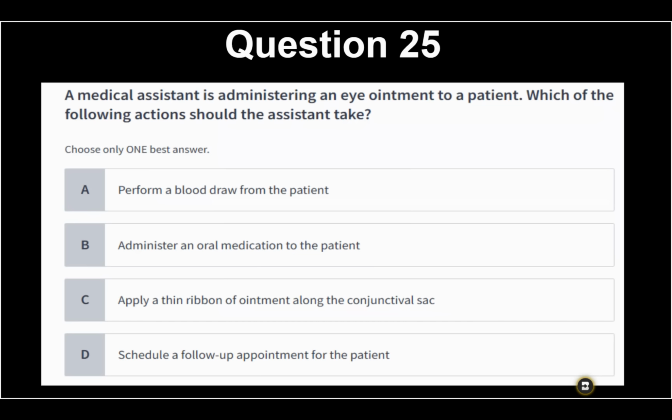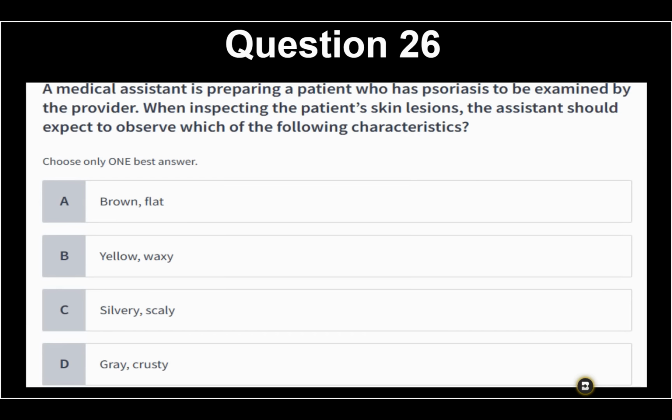Question 26. A medical assistant is preparing a patient who has psoriasis to be examined by the provider. When inspecting the patient's skin lesions, the assistant should expect to observe which of the following characteristics? A. Brown and flat. B. Yellow and waxy. C. Silver and scaly. Or D. Gray and crusty.